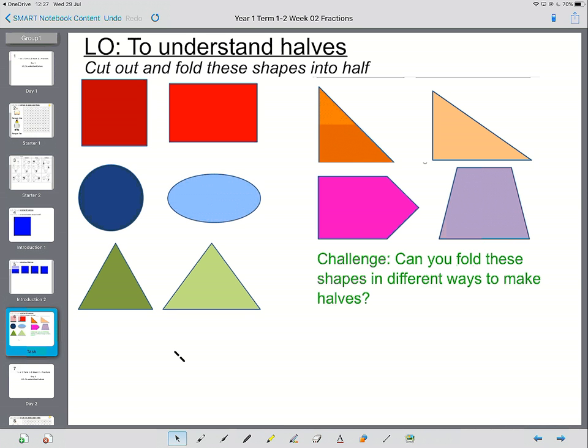And that is the end of today's lesson. If you want to challenge your child still further, try some completely irregular shapes that won't be able to be folded into half.